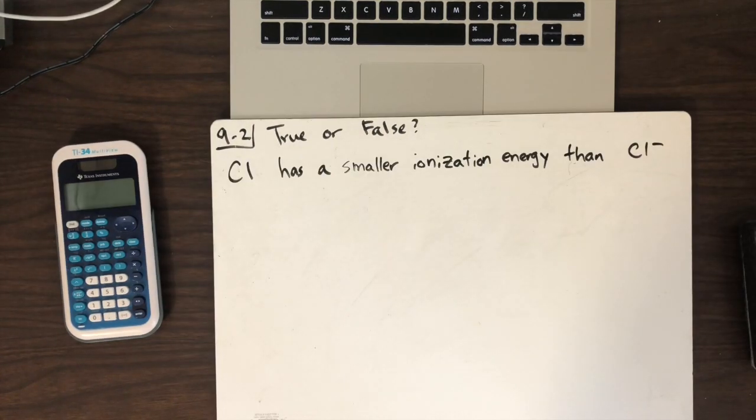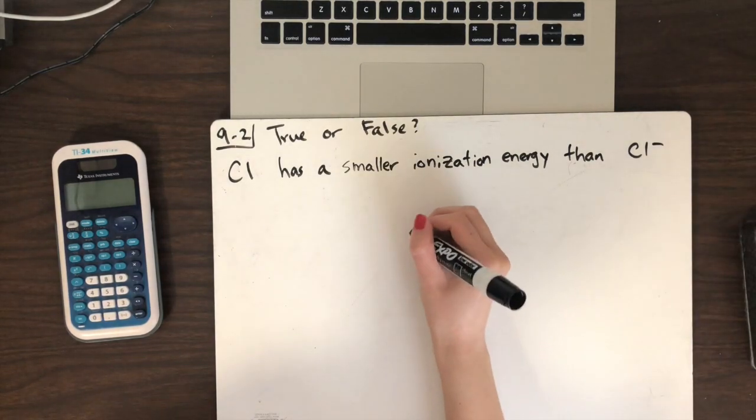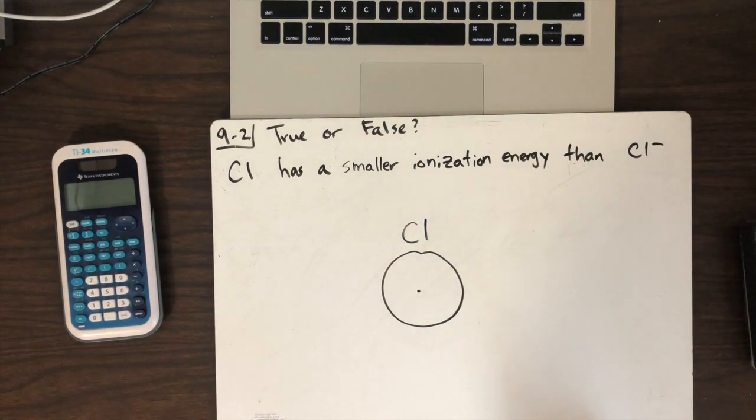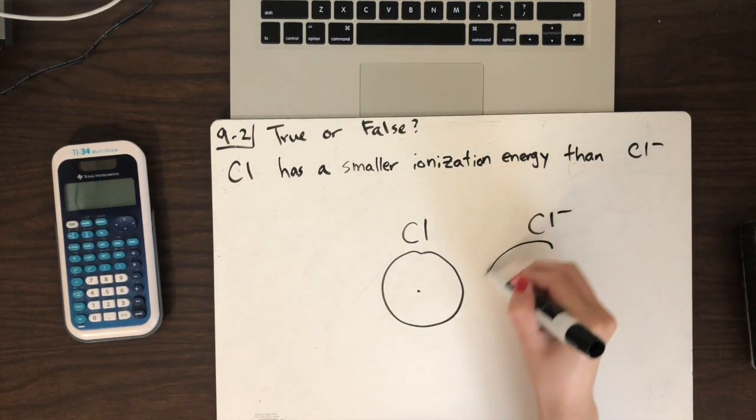The second statement says Cl has a smaller ionization energy than Cl minus. So again, I usually think of it in terms of relative size. If Cl looks like this, where there is a positive nucleus and then an electron cloud around it, Cl minus has even more electrons, so it's going to end up bigger.